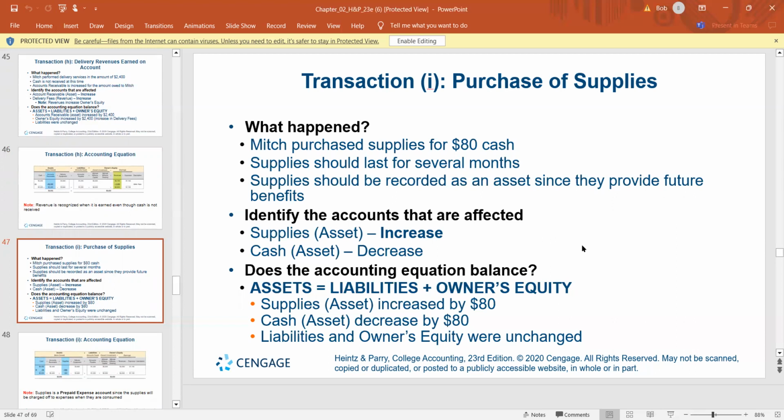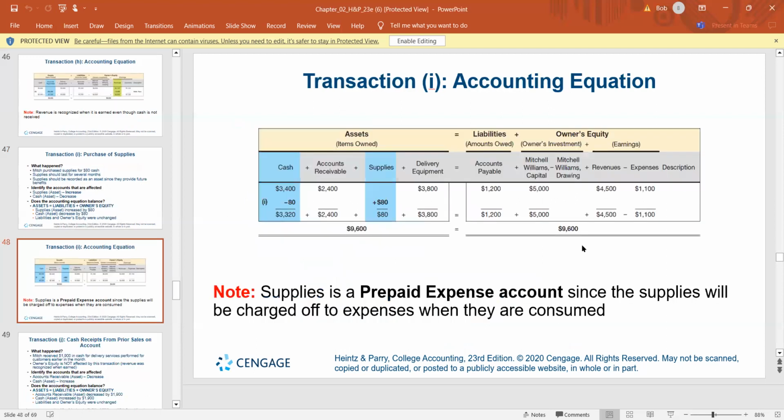You bought a case of paint, a big case, 24 gallon cans of paint. Well, that's an asset when you receive it. And then next month, when you use it to paint the building, then it becomes an expense. So what's affected here? Well, supplies are going to go up. Cash is going to go down. They're saying we paid $80 in cash.